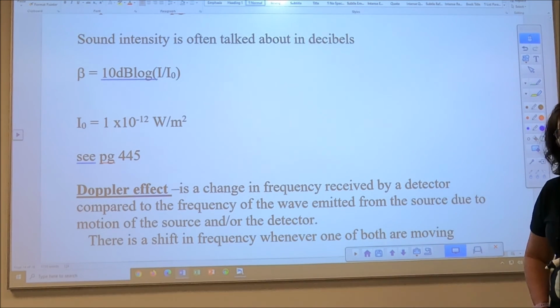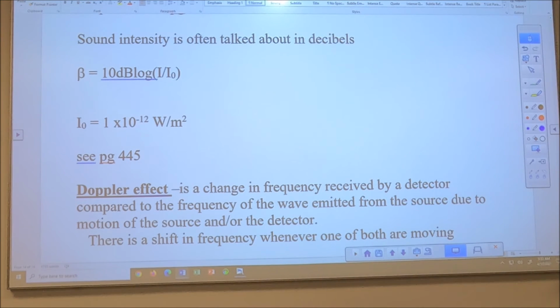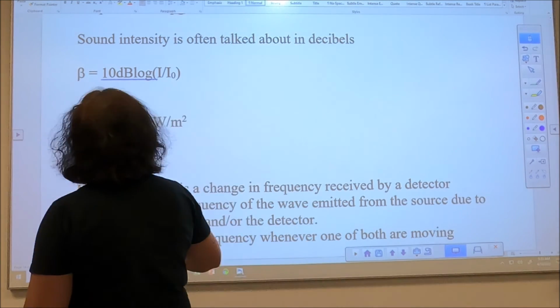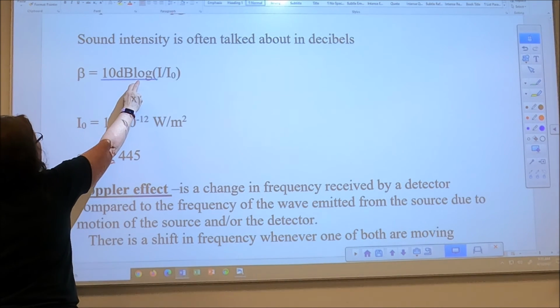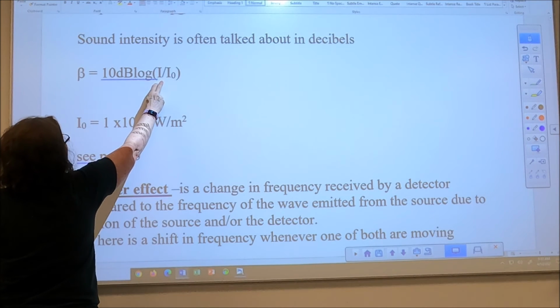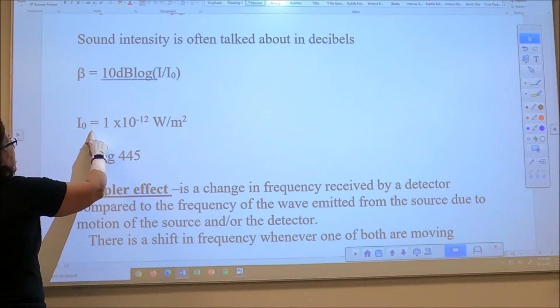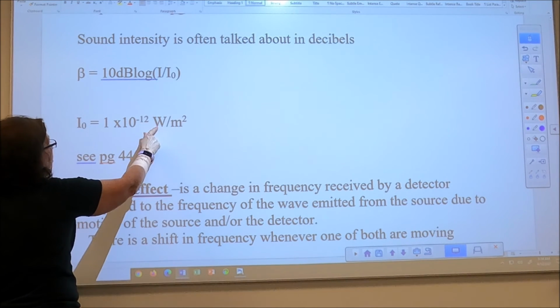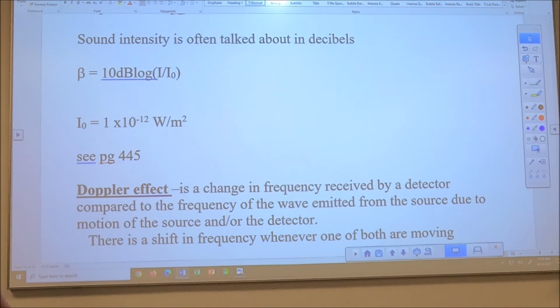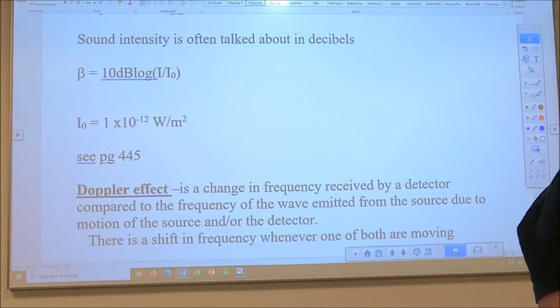People talk about decibels. Decibels is a way to talk about the intensity of the sound relative to the minimum intensity for your ear to register sound. So decibels is 10 decibels times the log of the intensity that you're hearing over I0. I0 is 1 times 10 to the minus 12 watts per meter squared. That's the minimum energy to get a signal to pass through your eardrum into your inner ear. And that's just a really simple equation.